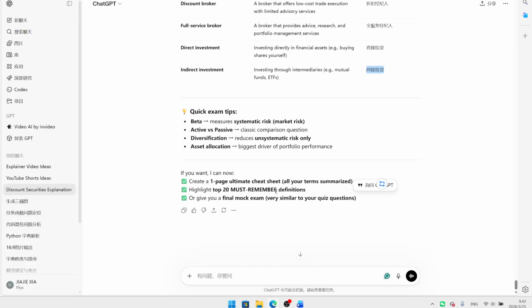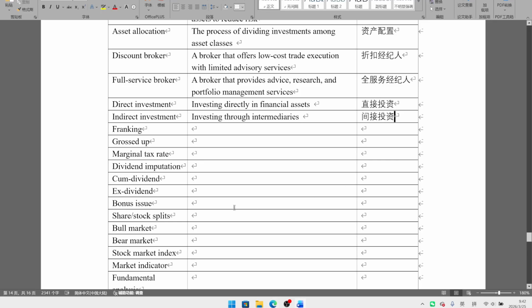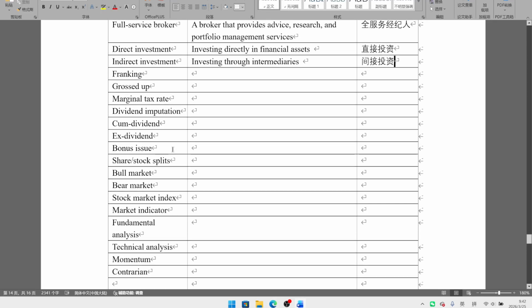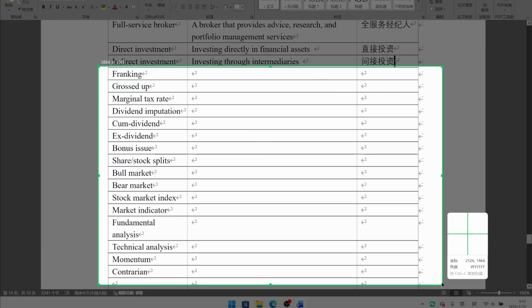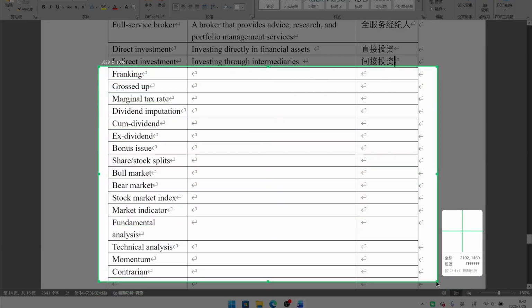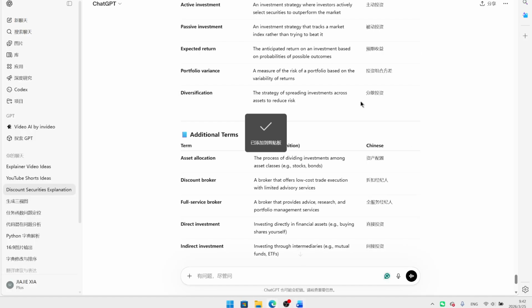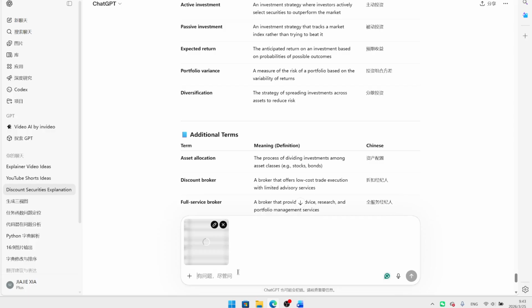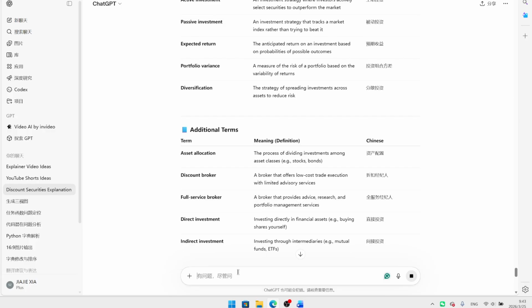Next is franking. So yes, the next part is a little bit more important because there are some terminologies that I did not know. Yes, let's go.